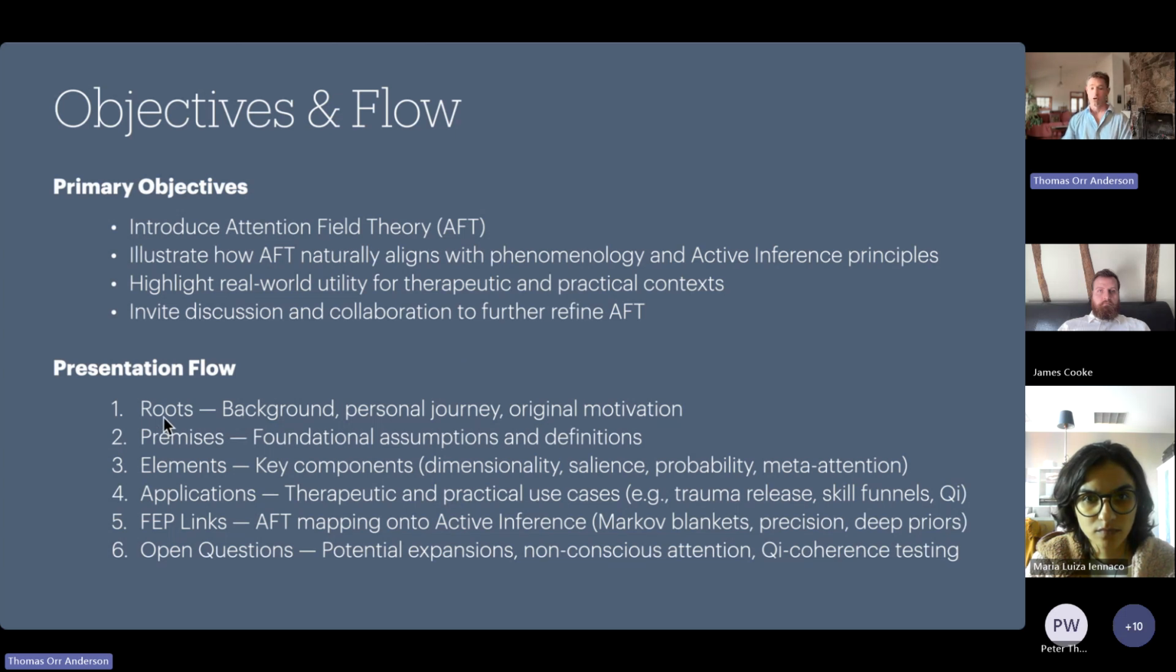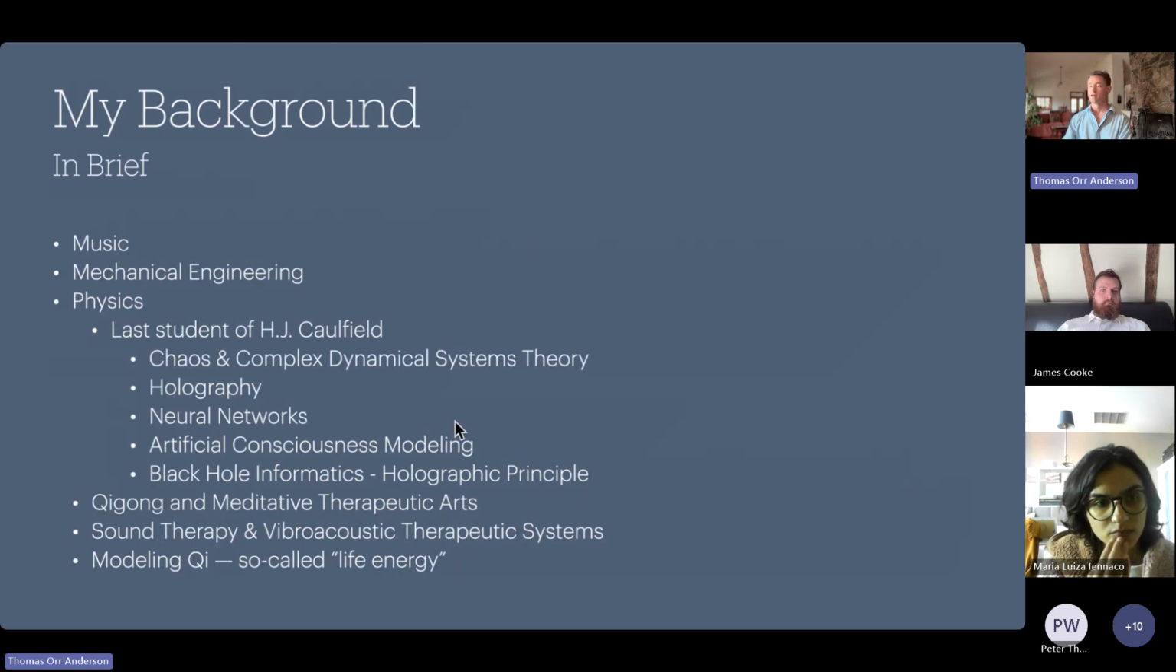Quickly, the presentation flow: I'll start with some of my background. I'll be as brief as I can, but it actually helps give a picture of where this came from and how it developed and where I'm coming from. Then some of the premises, the basis of the model, key components, applications, FEP links, and then, of course, open questions. Pardon, some of my slides are a bit word heavy, but that's in part because I forgot to do this in advance, but plan to share the PDF of these slides with you all. So they're a little bit more word heavy than what I will actually speak.